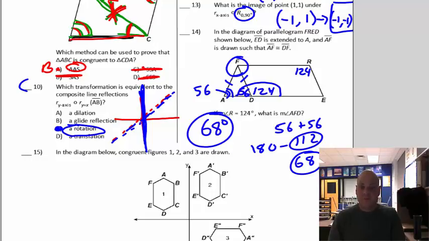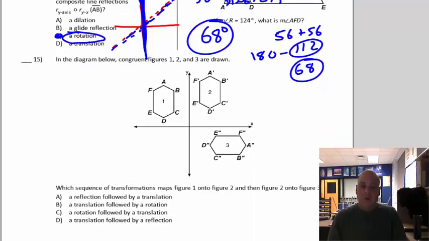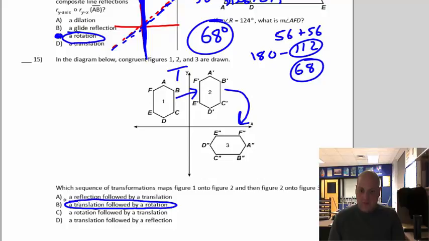It's whatever's left over. In 15 here, which sequence of transformations maps figure 1 onto figure 2 and then figure 2 onto figure 3? So we go from here to here. That's going to be from there to there, because it didn't flip, it just slid over. That's going to be a translation. And then from here to here is a rotation. So it's a translation followed by a rotation, and that's your choice A. It's my choice B. A translation followed by a rotation, and again, it was your choice A. All right, your choice A.